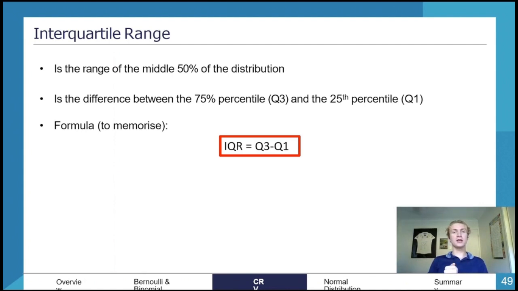Okay, so IQR is the difference between the 75th percentile Q3 and the 25th percentile Q1. And this is a formula that you do have to memorize. This one is not on the data booklet, so you are going to have to memorize this one, unfortunately. But it's pretty simple. It's just IQR equals Q3 minus Q1.